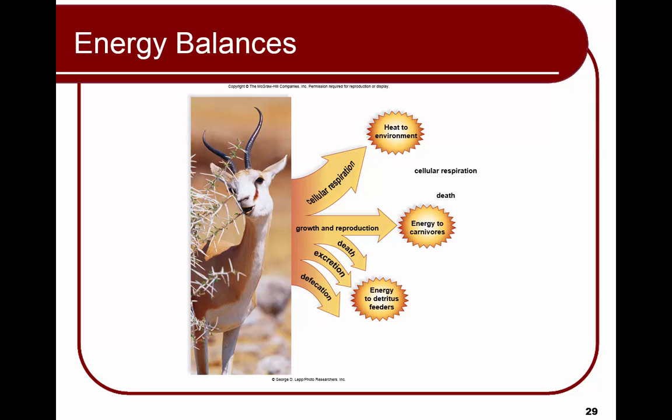And here you can see that animal, by cellular respiration, is releasing heat to the environment. And it's going to use its food for growing and reproducing, and that's going to give energy to carnivores that eat that animal. And then when it dies or excretes or defecates, it gives energy to the detritus feeders.